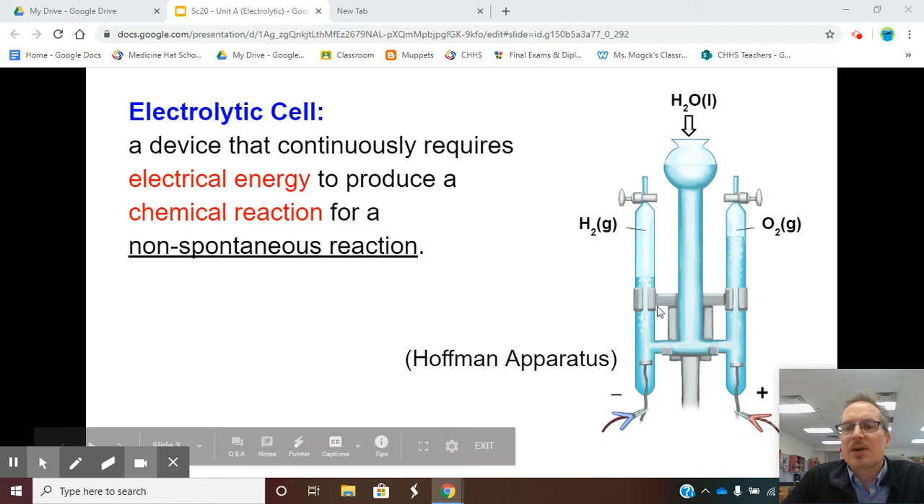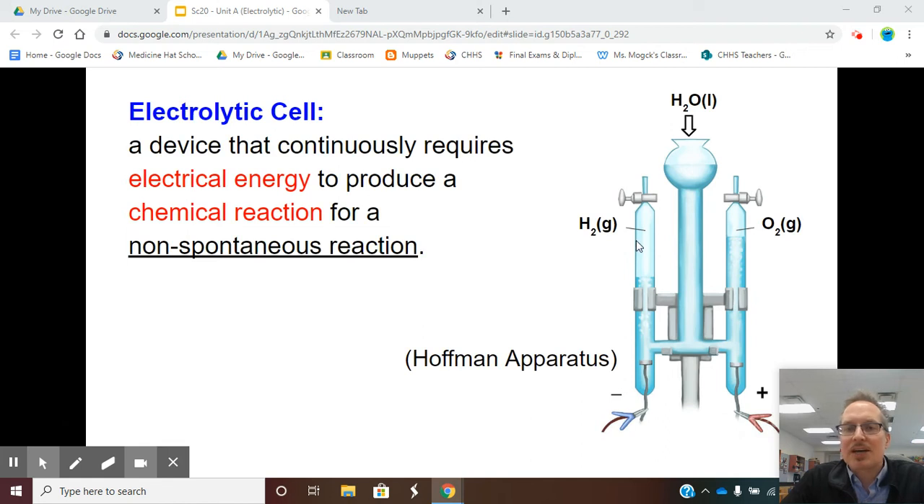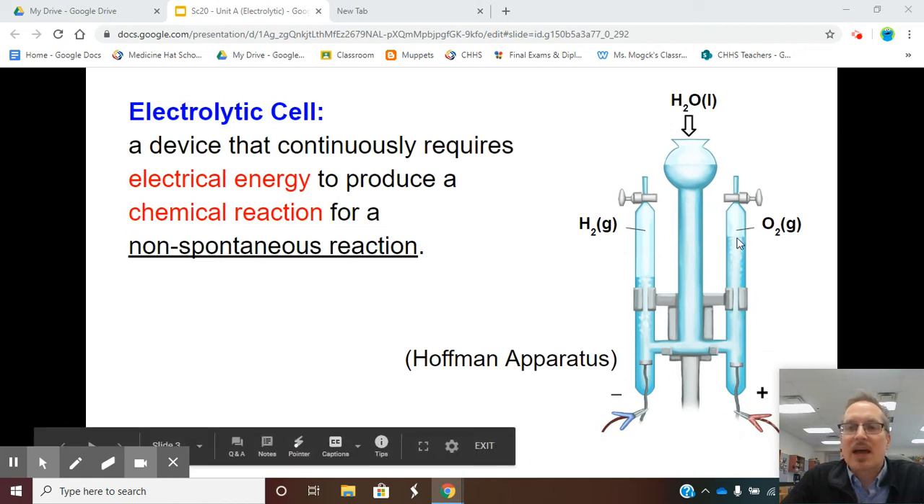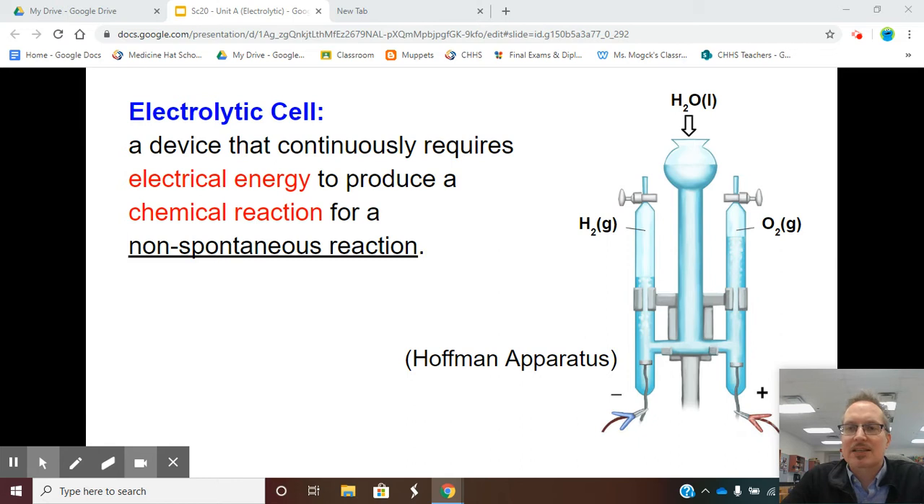and this in turn will cause this reaction to actually go forward. And what you see in this reaction are bubbles producing on both electrodes, bubbles coming up from one electrode to collect hydrogen gas, and bubbles coming up from the other electrode to collect oxygen gas. This reaction only works if we supply electricity.